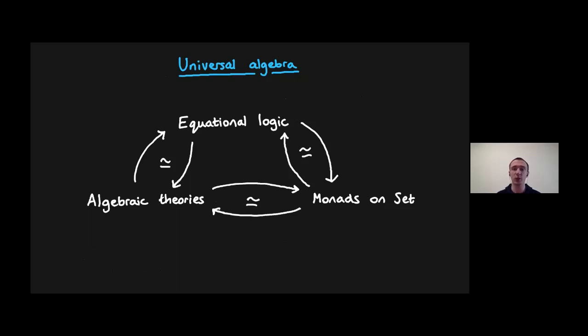So this is really helpful because it gives us three ways to look at universal algebra. We can use the traditional syntactic equational logic for universal algebra. We can use algebraic theories, or we can use monads. And all three of these are helpful in different ways, and there are some results that are easier to prove in some settings than others. So it's really nice to have this sort of three-sided viewpoint.